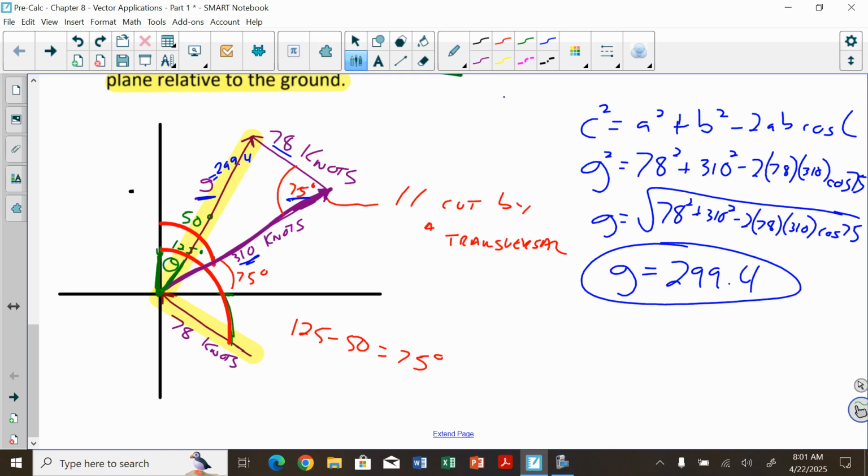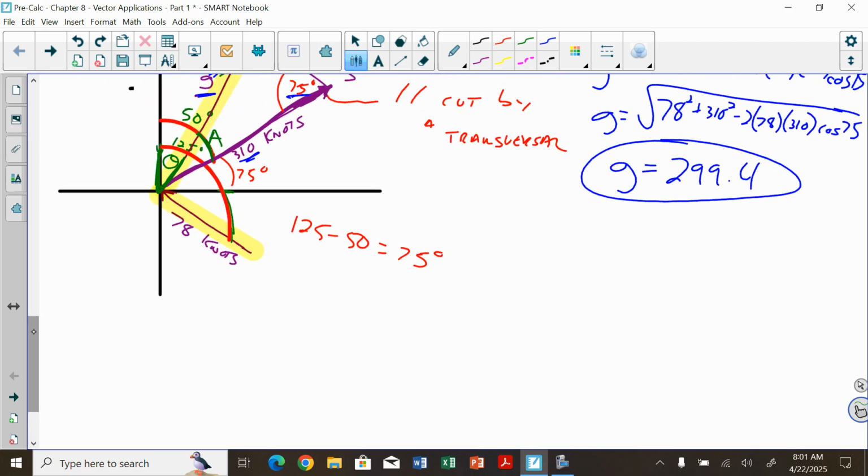Well, we have a couple of those things, but we don't have everything that we need. So really what I'm trying to find here is this angle right in here, angle A, this part of the triangle. Because I have 75 and I have 78 knots and I have 299, I've got enough information to use the law of sines.